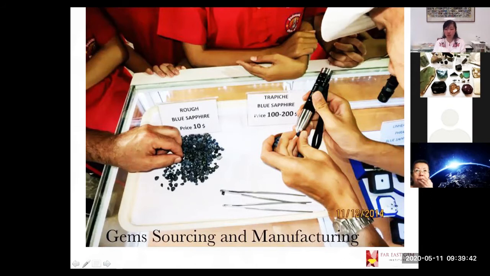in terms of maybe quality, or in terms of the location, the origin, where it comes from, or in terms of the treatment. So for example, heat-treated sapphire: for the same quality, same color, same clarity of sapphire, two pieces of sapphire, one is heat-treated and the other is natural. The one that is natural definitely has a much higher price than the one that is heat-treated.